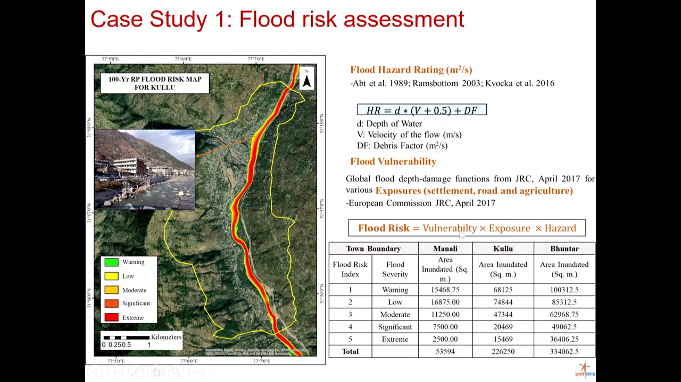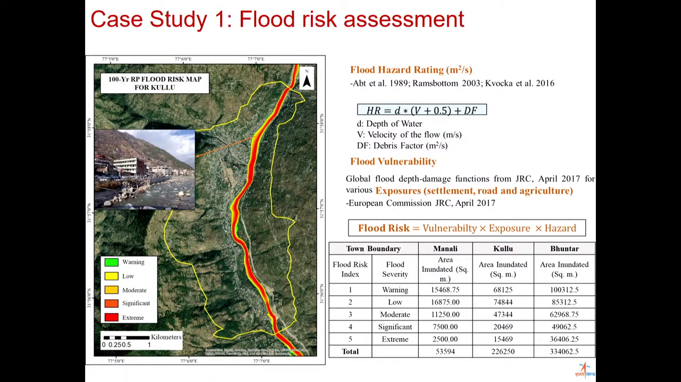Now as I said, flood risk assessment is a combination of vulnerability, exposure and hazard. If you look into this flood hazard rating, one of the hazard rating equations is depth into velocity plus 0.5 plus DF, where DF is the debris factor. This is one of the equations used for flood hazard rating generation. Out of this, the depth and velocity are basically the outputs of your hydrodynamic model. This complete assessment we did for 100-year return period discharge magnitudes.